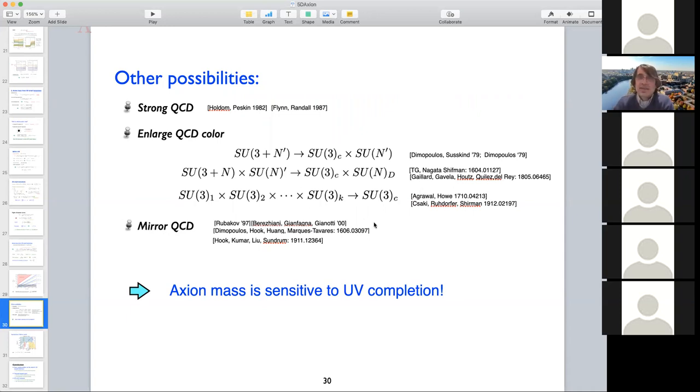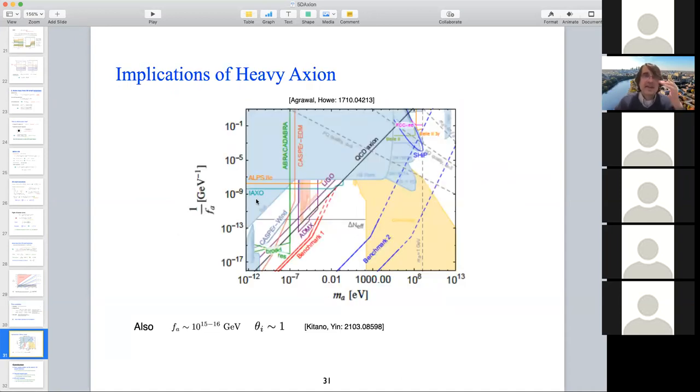But the bottom line of this story is that the axion mass is now sensitive to the UV completion. So we don't have to assume that the axion gets its mass just from QCD in the infrared. We could have a sensitivity to the UV, and what this does is it opens up parameter space. So when you have a heavy axion which solves the strong CP problem, now you've got more motivation to look for the QCD axion.